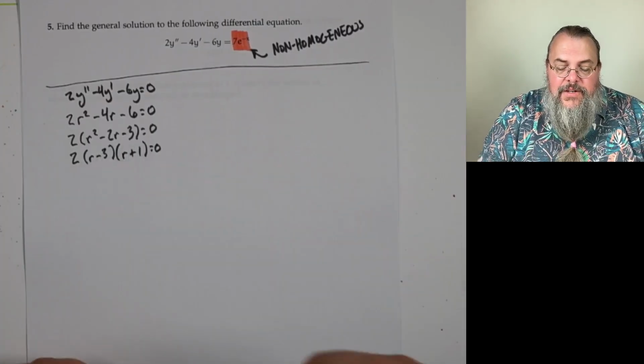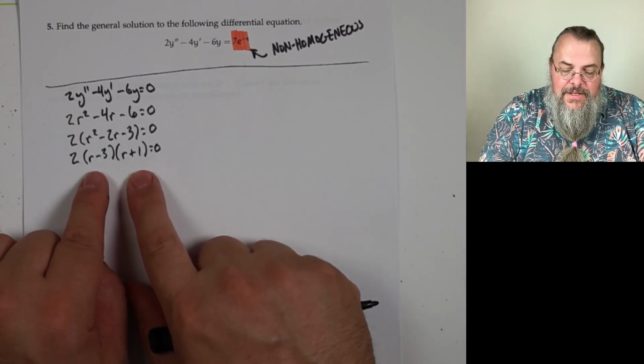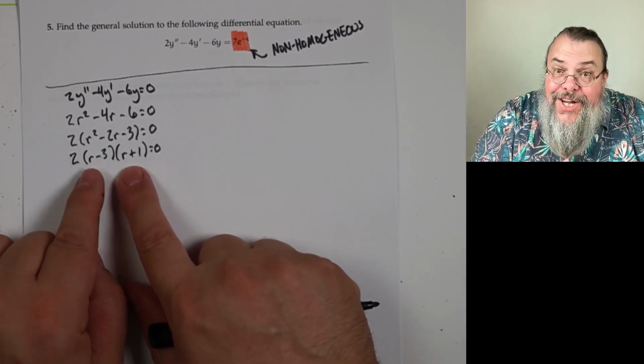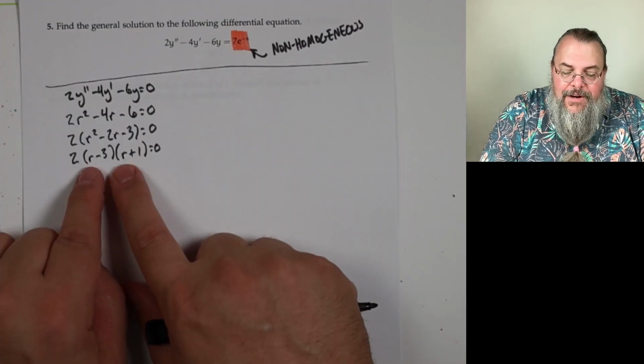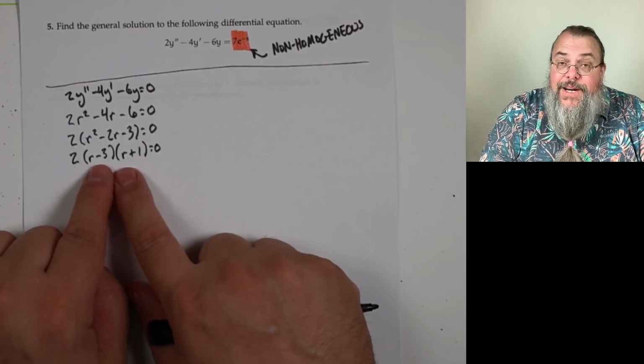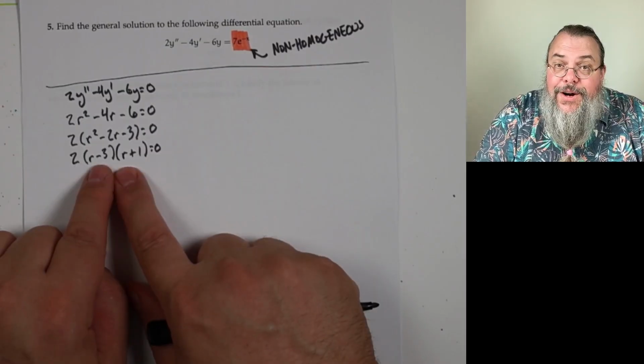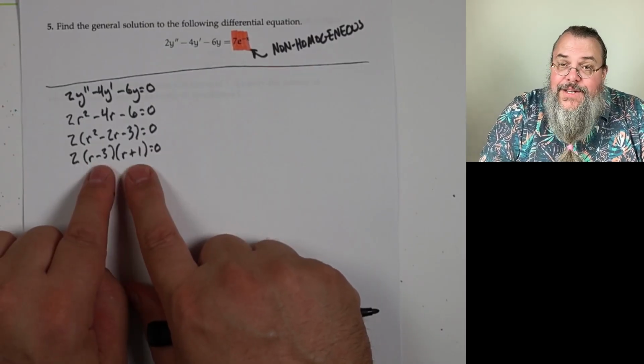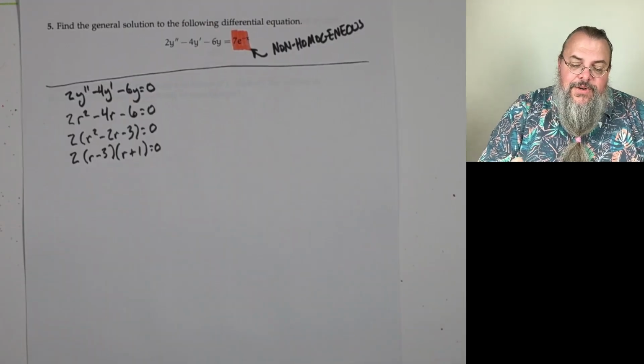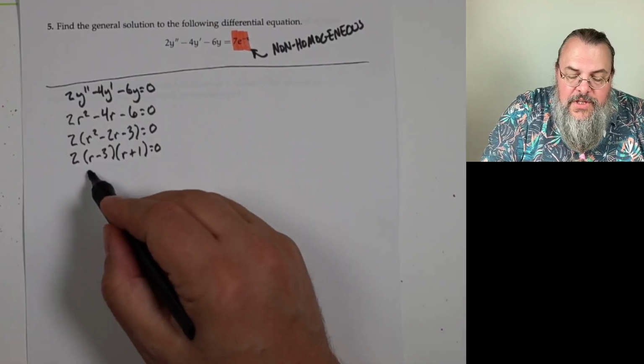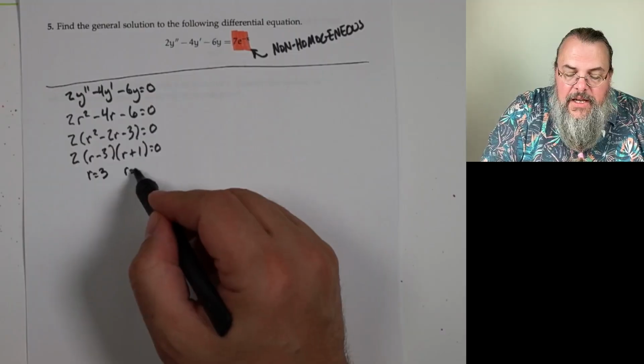And so this does factor: r minus 3 and r plus 1. Check it out. r squared, good. r minus 3r minus 2r, minus 3, 1, minus 3. So we get roots of 3 and negative 1.